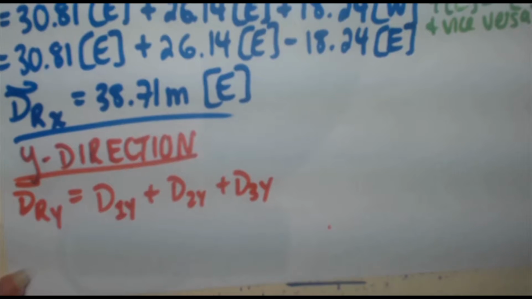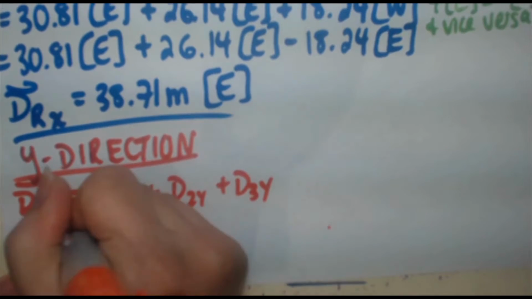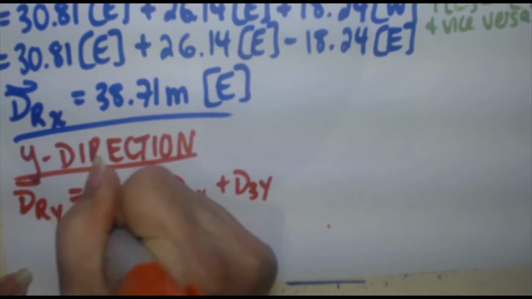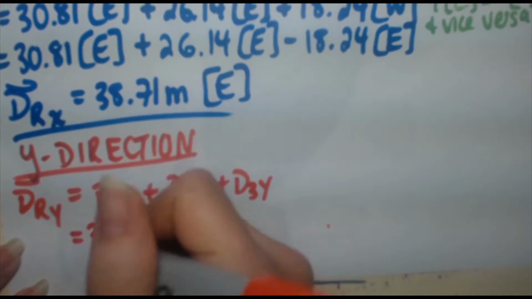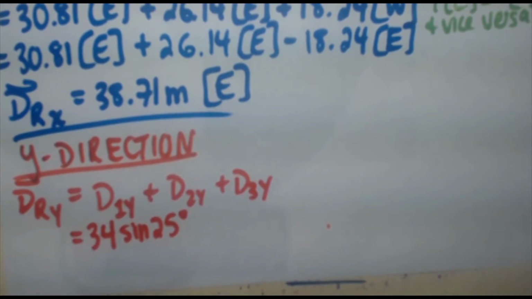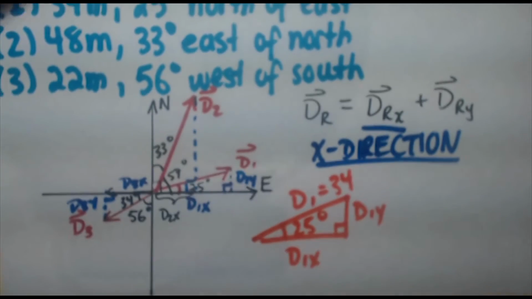Okay, so d1y is going to be the magnitude d1 times the sine of 25. d1 is 34, so it's going to be 34 sine of 25 degrees. And now again, let me bring this back up on the screen.